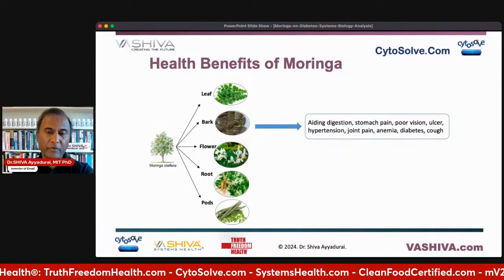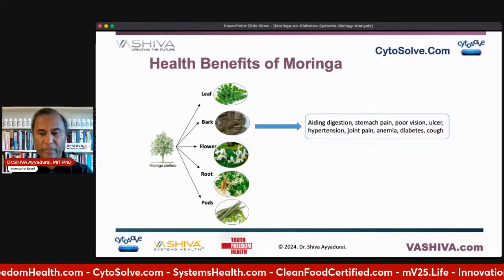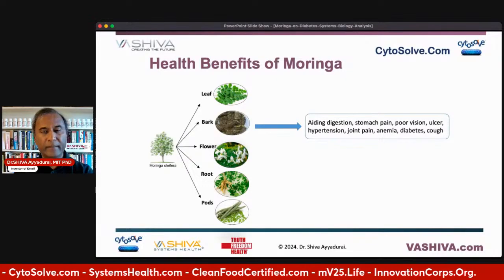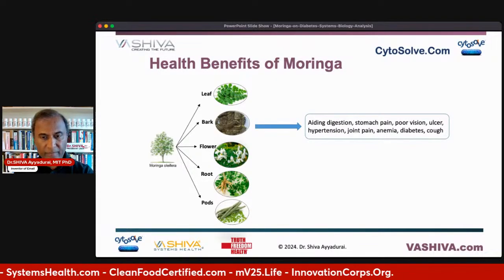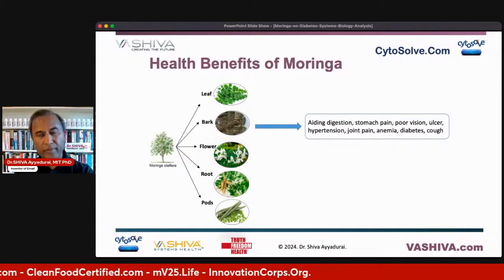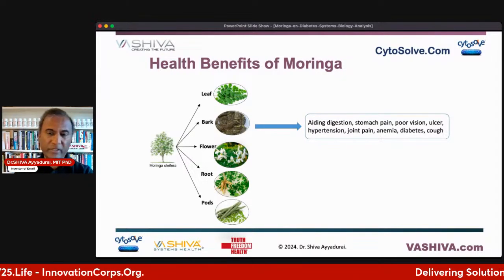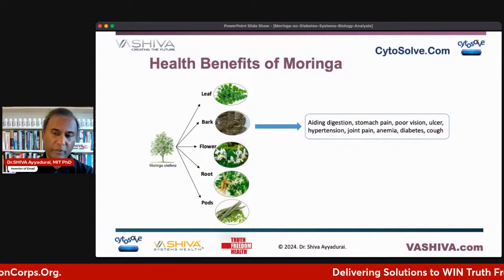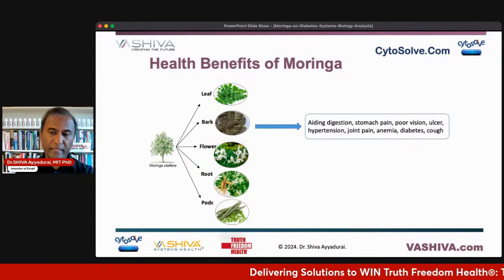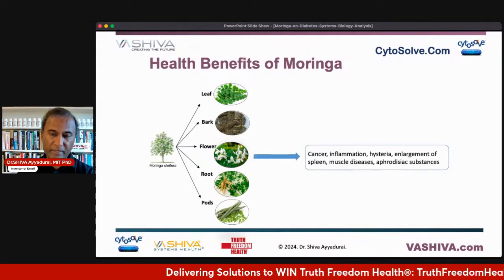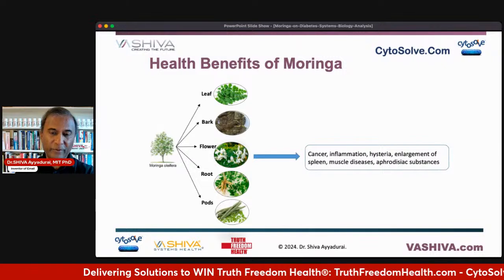The bark of the tree supports digestion, reduces stomach pain, improves vision, reduces ulcer, or helps resolve ulcers. Again, anti-hypertensive, helps fight joint pain, anemia, diabetes, and cough. So, I mean, it's obvious this is a food. It's truly a powerful food.